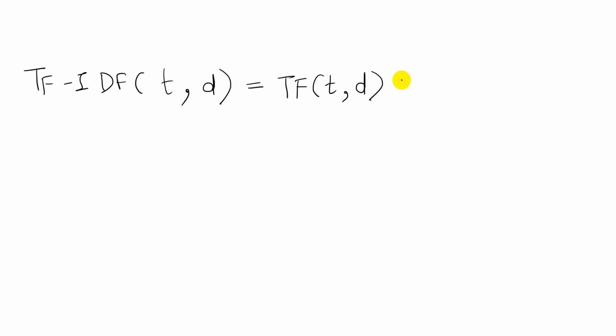So TF-IDF of a term T in a document D. How will you calculate it? That is the multiplication of two terms: term frequency of term T in the document D into IDF of the term T. And can anybody tell, does this value remain the same for all corpus across different documents, or does it change?